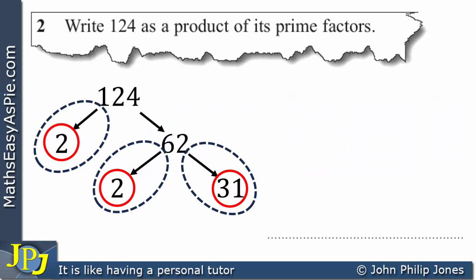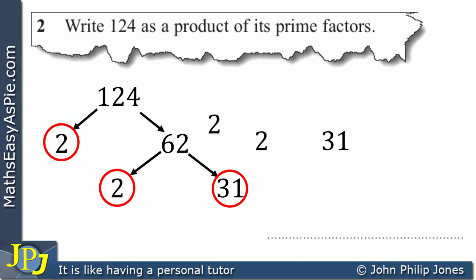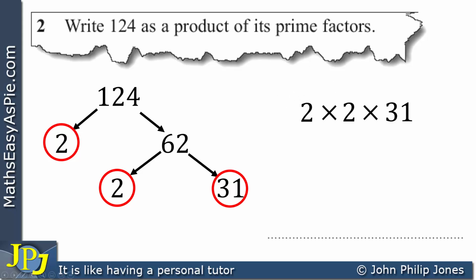Having identified the prime numbers from the use of a factor tree, I'm now going to bring all the primes to one side, as you can see. We now multiply together the prime numbers we have found, and this constitutes the prime factors of 124. Because we can see that 2 times 2 times 31 gives us 124.